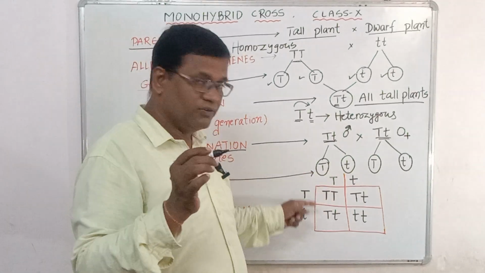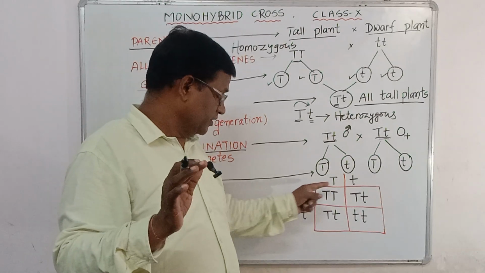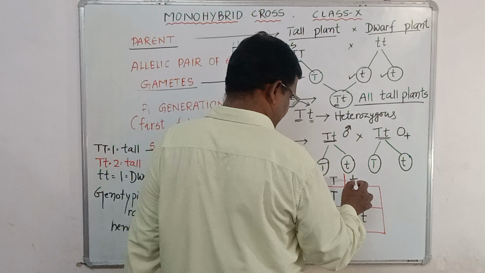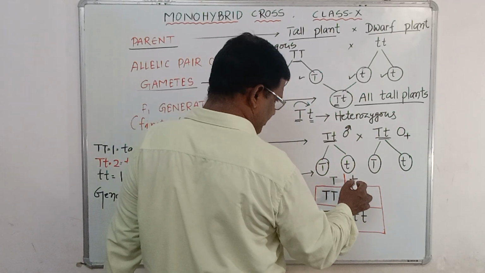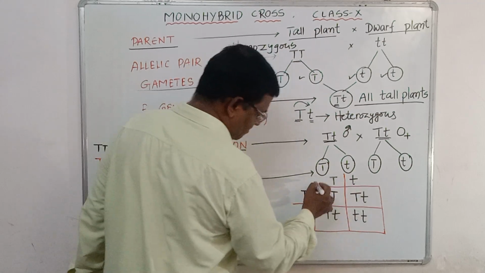But here, when you make the cross, you form the gametes. They are capital T and small t. Both are the same, so your crossing also becomes the same.